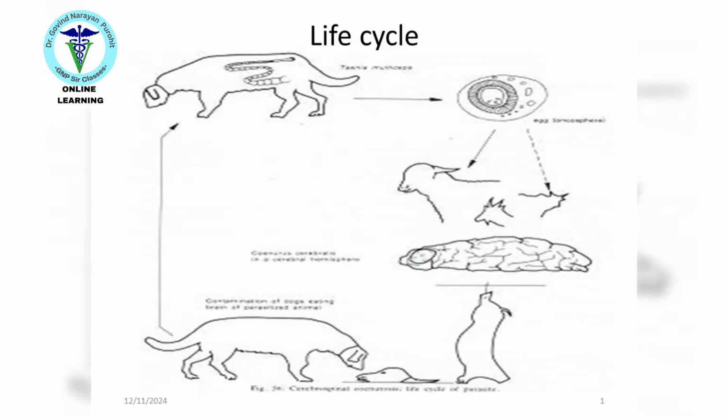This diagram illustrates the life cycle of Taenia multiceps, showing the stages from egg ingestion to the development of Coenurus cerebralis in the brain and spinal cord of the intermediate host.